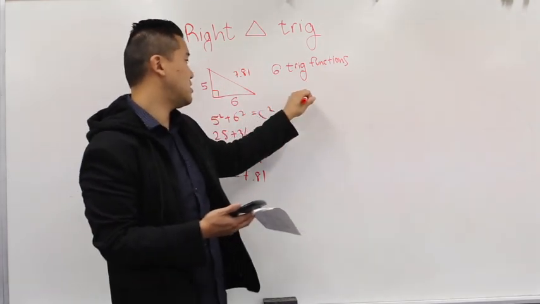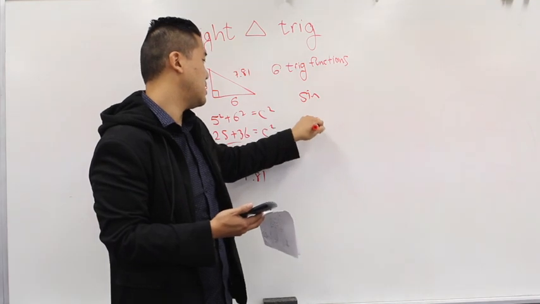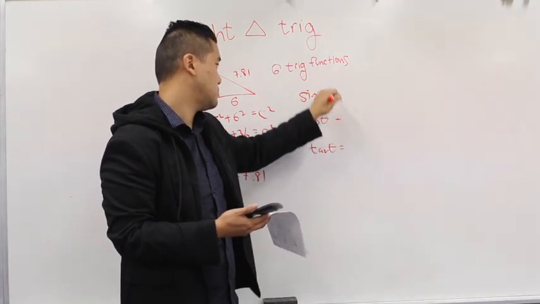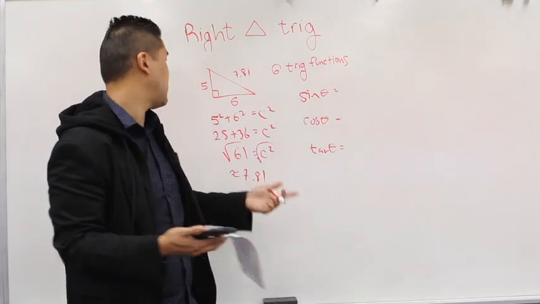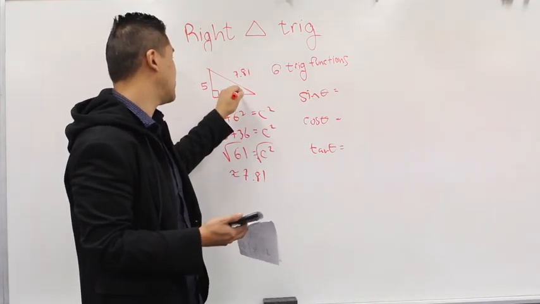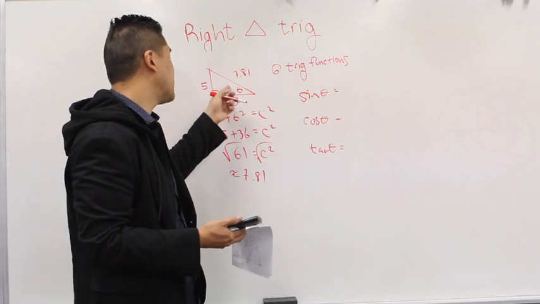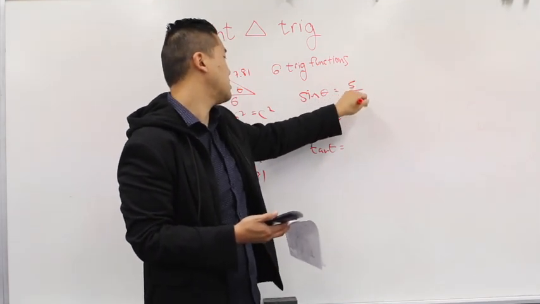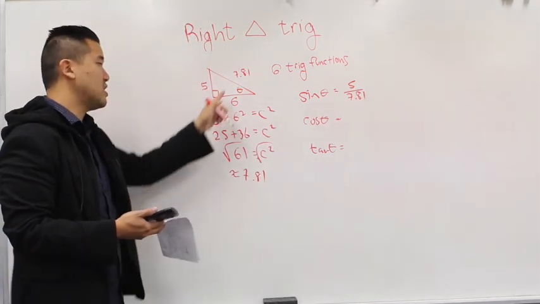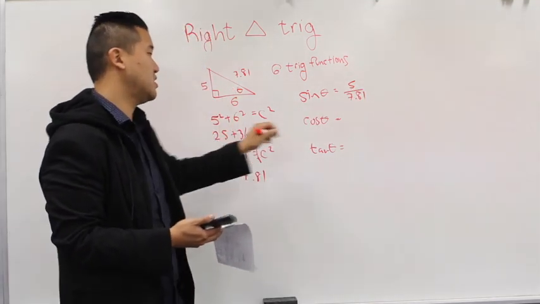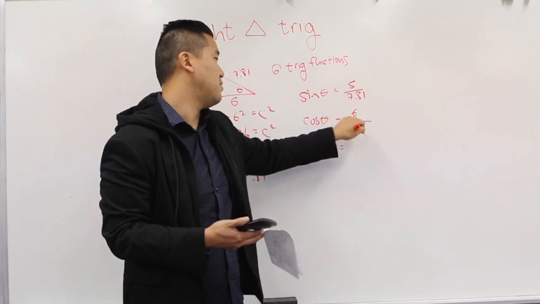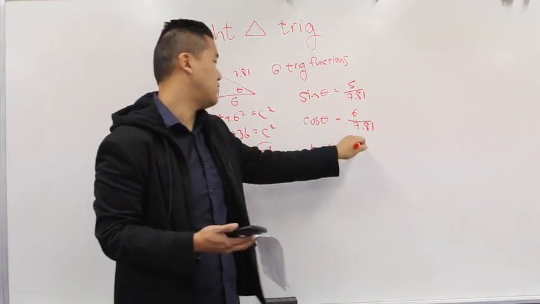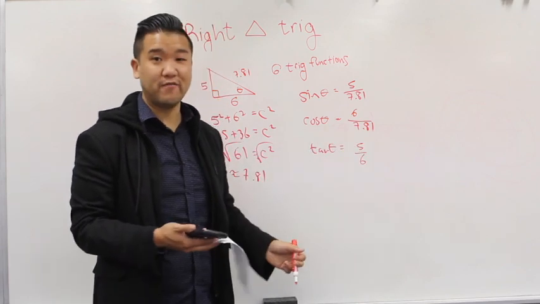And then how do you do the rest? Well, sine, cosine, tangent. Sine is what? Opposite over hypotenuse. So if I'm standing here, then opposite is my furthest away, so it's my 5. Hypotenuse is the longest length, we get that. Cosine is adjacent, which is a 6, the person next to you, over hypotenuse. And tangent is opposite over adjacent, so it's 5 over 6.